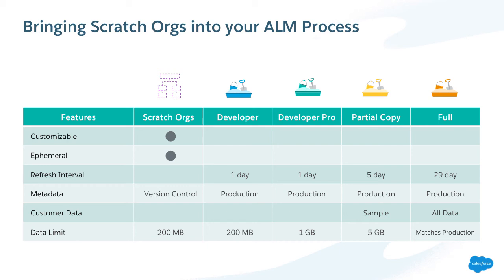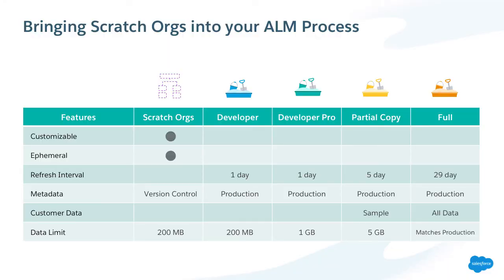Which brings me to data. What do each of these different orgs contain? Scratch orgs are empty. The metadata that you populate into a Scratch org is sourced from a version control system. On the other hand, Developer and Developer Pro sandboxes have metadata that have been populated from your production org. Partial copy and full copy sandboxes are similar to Dev and Dev Pro in that they pull in the metadata from your production org, but they also contain a sample of your data and all your data, respectively.